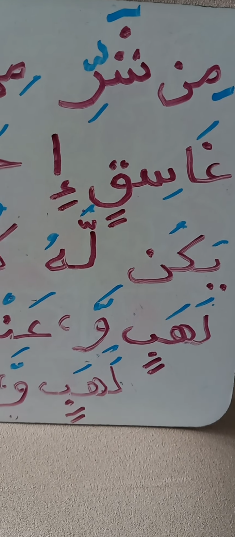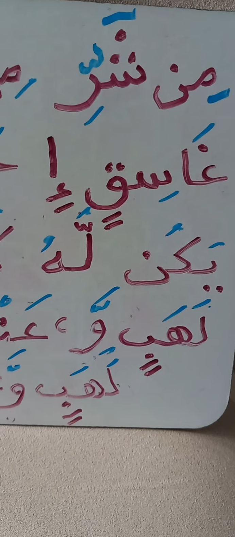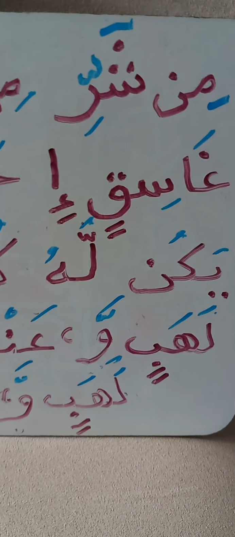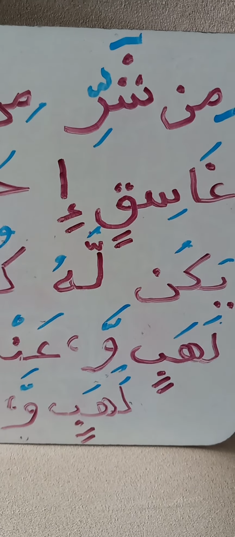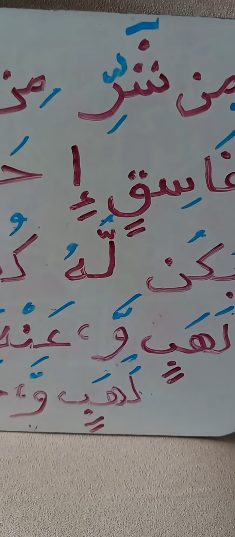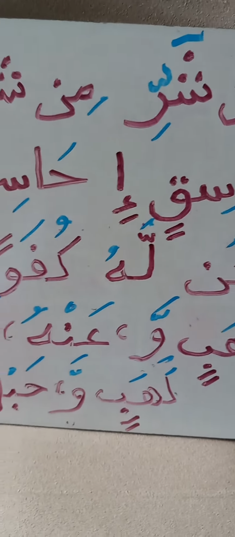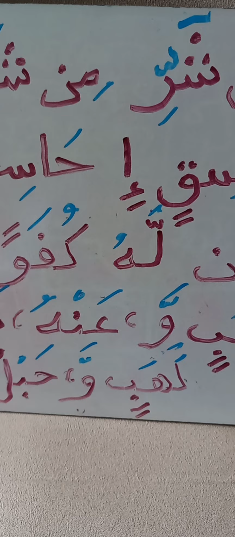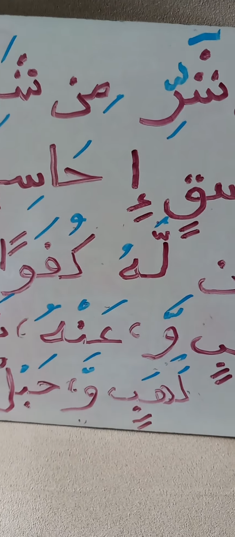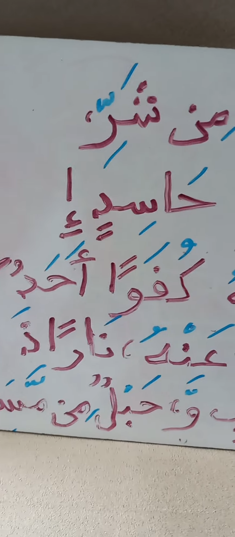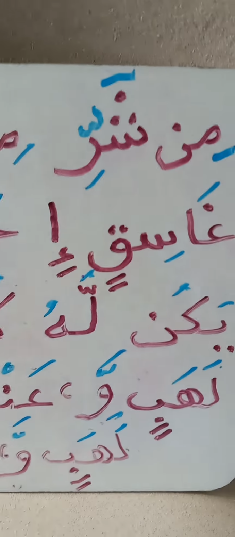قل أعوذ برب الناس ملك الناس إله الناس من شر الوسواس الخناس. So من شر light nasalization. وسواس الخناس الذي يوسوس في صدور الناس من الجنة والناس. So there's only one there. We go to Surah Falaq.